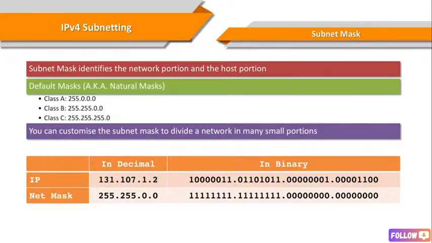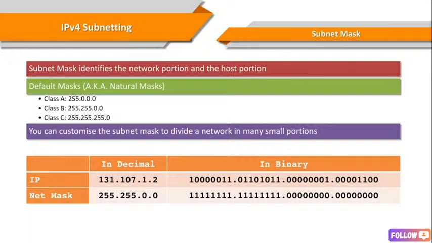Class A, B, and C networks have default masks, also known as natural masks, and these masks are 255.0.0.0 for Class A, 255.255.0.0 for Class B, and 255.255.255.0 for Class C networks. So an IP address for a Class B network that has not been subnetted would have an address mask pair similar to 131.107.1.2 being the address, and 255.255.0.0 would be the subnet mask, right?